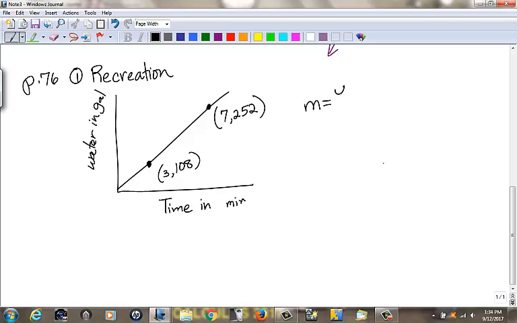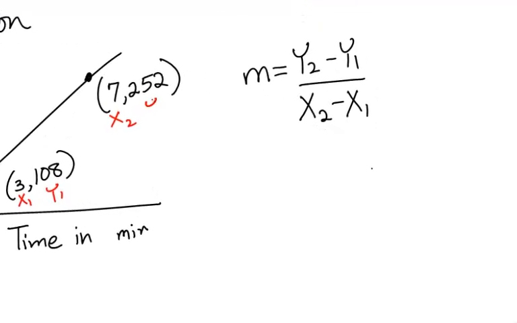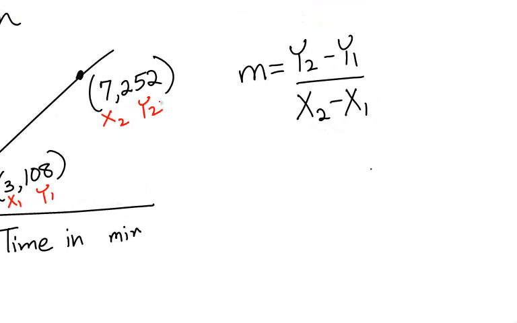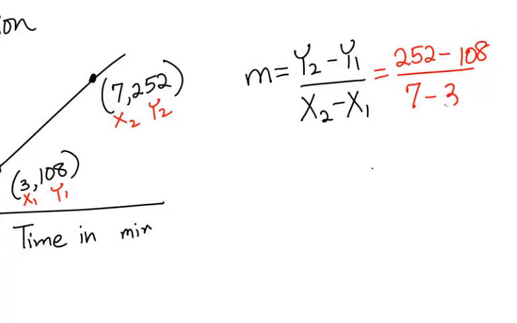So slope is y sub 2 minus y sub 1 over x sub 2 minus x sub 1. So label one of those. I'm going to label this one x sub 1, y sub 1. It does not matter which one you label, but one of them has to be x sub 1, y sub 1. Where people make an error is if they do it x sub 1, x sub 2. An ordered pair always has an x and a y. Okay, so then sub in. So I would have 252 minus 108, and I'd have 7 minus 3.